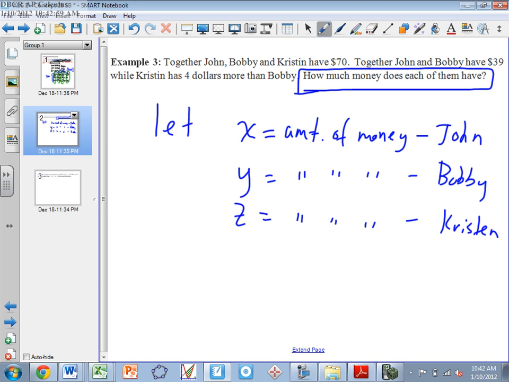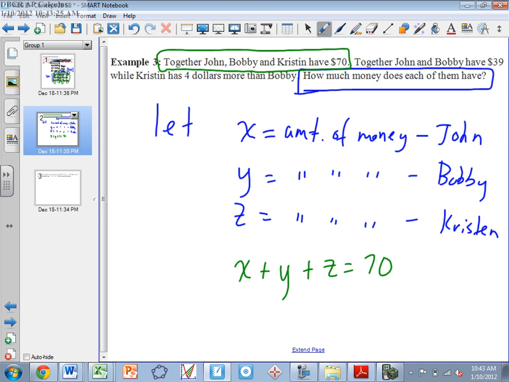Okay, now, Enrique, can you dissect the first question or the first statement and give me an equation based on that? Look at the problem and replace the names and stuff with variables where you can. Okay? That's it. Again, guys, take a look. Enrique just broke it down for us. X is the amount of money John has. Y is the amount of money Bobby has. Z is the amount of money Kristen has.